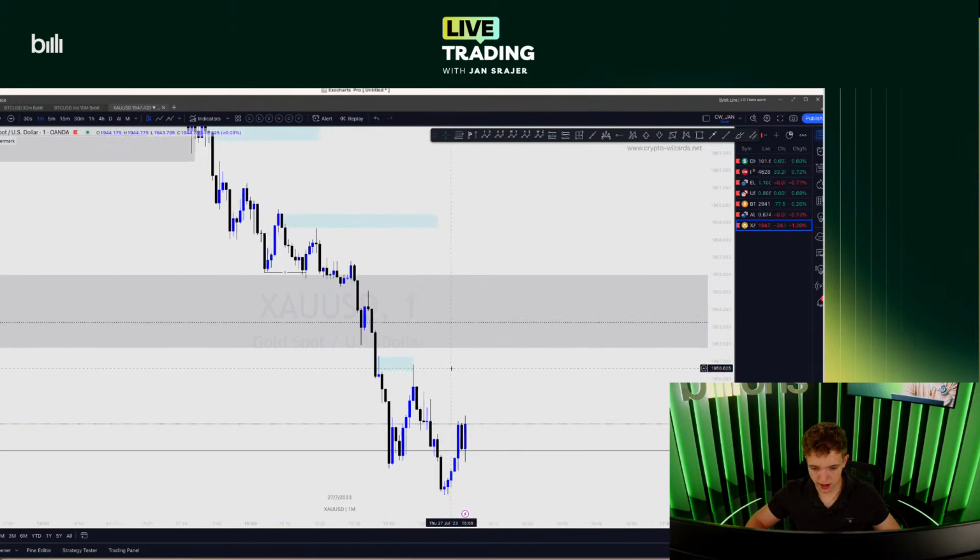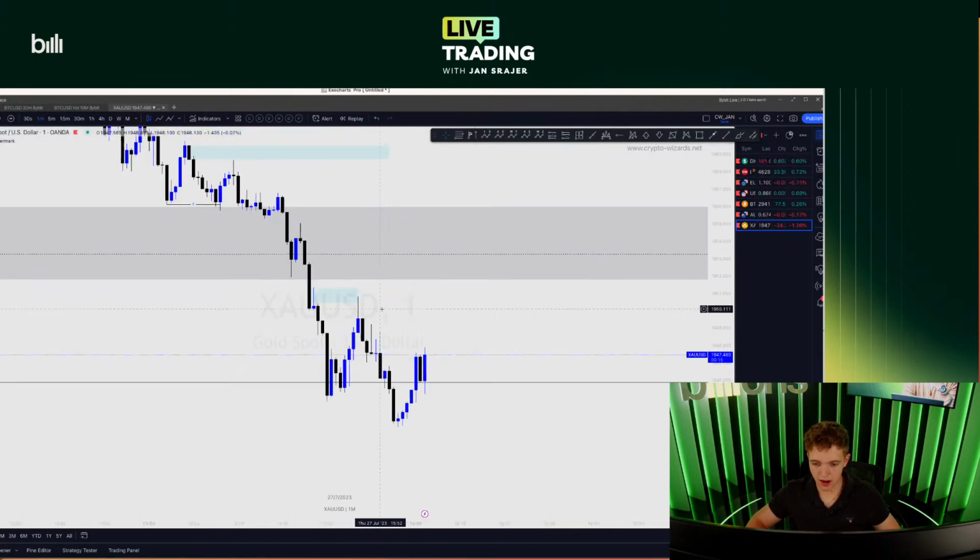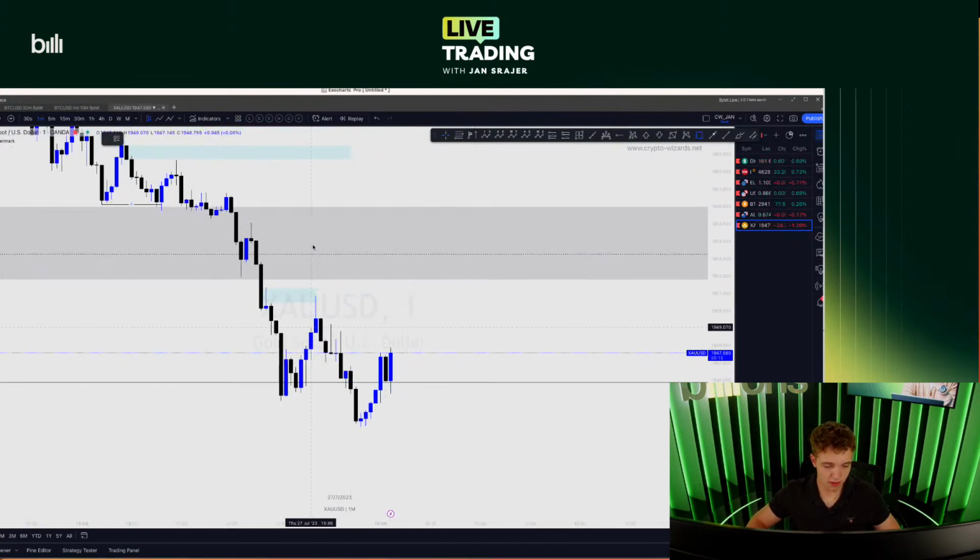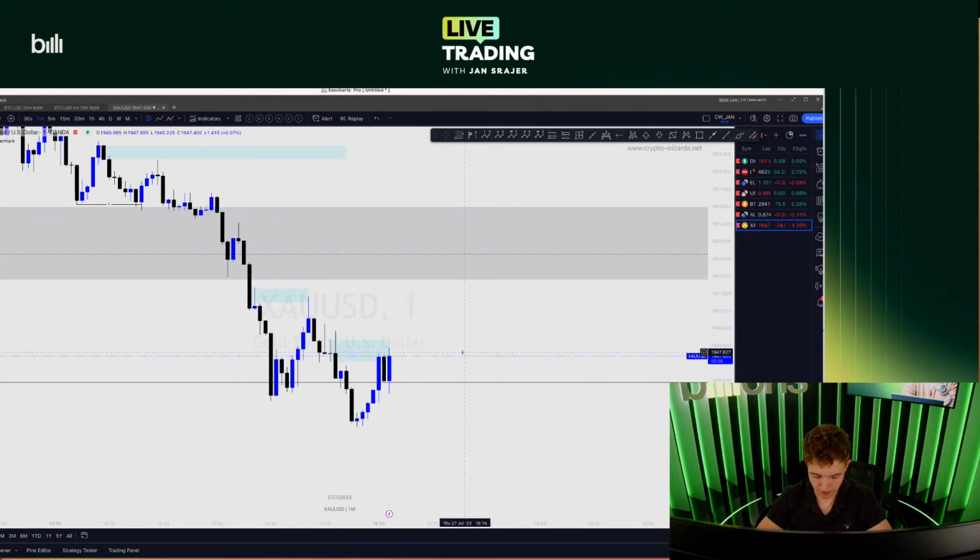Okay, so now we got this. This wasn't a strong high though. There could be a PBL and potential long on gold here after we reclaim this level, so we'll see how it goes.